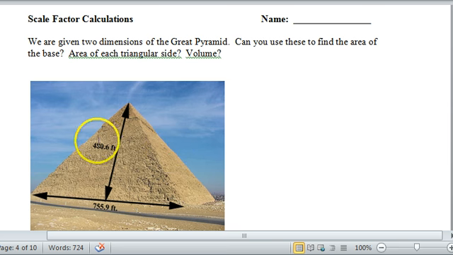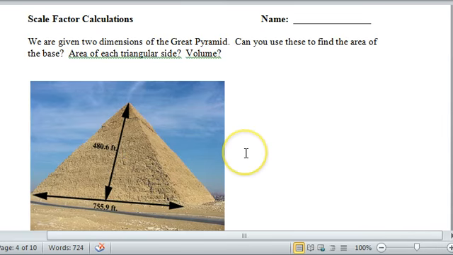We have the height and we have the length of the base. Now the base is a square, so we'll be able to find the area. We know the area of a square. Now this height right here is what we call the slant height. In other words, it's along the face of the pyramid. Just to be clear on that.